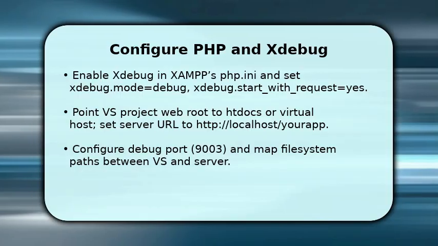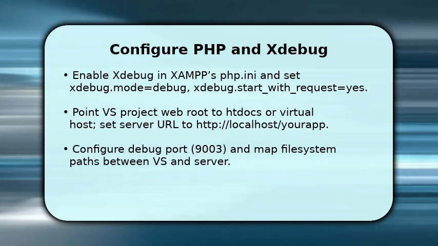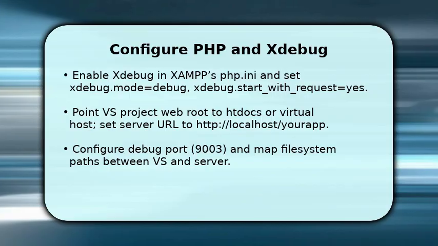You now configure PHP debugging. Edit the XAMPP php.ini and enable Xdebug, setting xdebug.mode to debug and xdebug.start_with_request to yes. Set xdebug.client_port to 9003 and xdebug.discover_client_host if needed. Once saved, restart Apache in XAMPP.